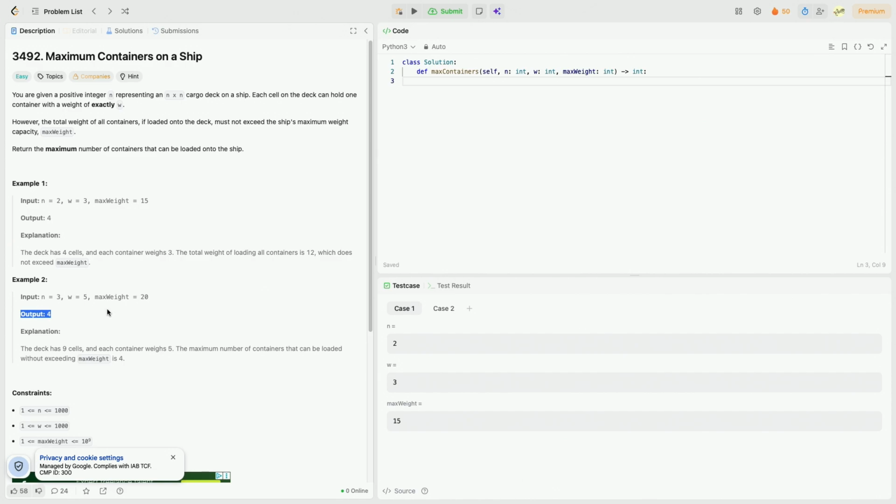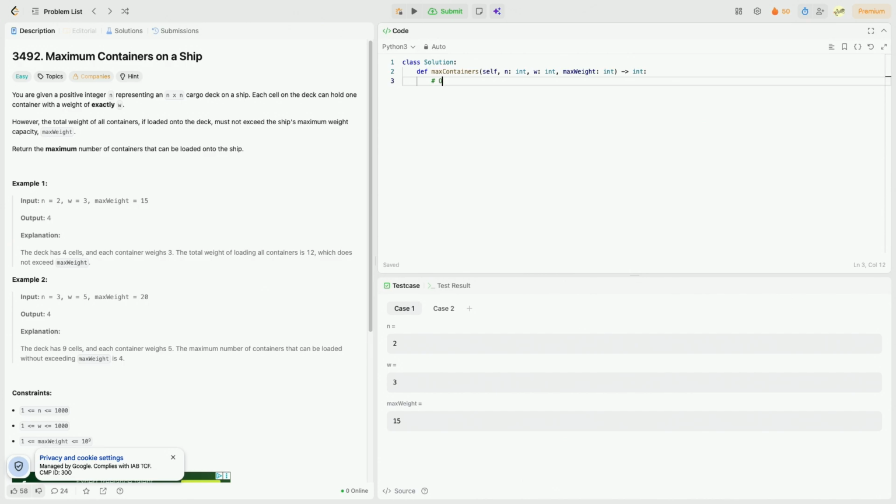So I think we can come up with an O(1) time and space solution, because we can immediately determine how many containers we can load depending on the weight. So for one, we can divide max weight by the weight. We do an integer division, max weight divided by weight. That returns us the maximum containers. And then we just have to limit that by the square of n. And that's it.